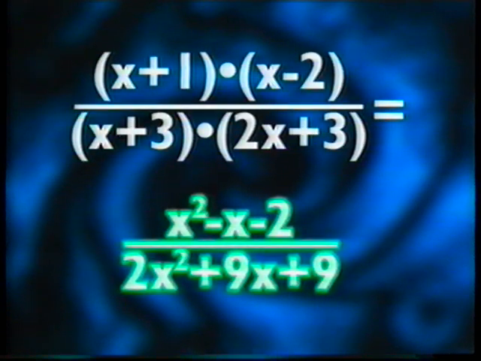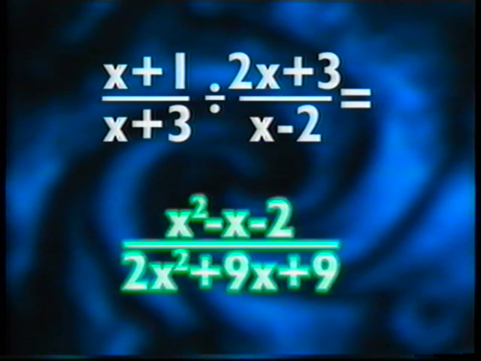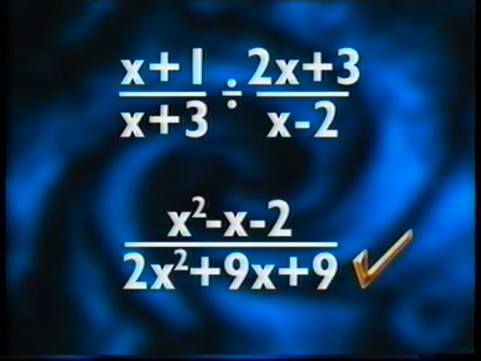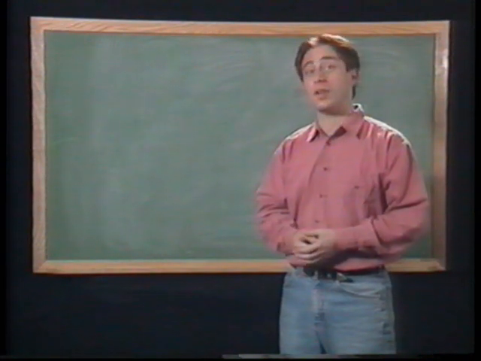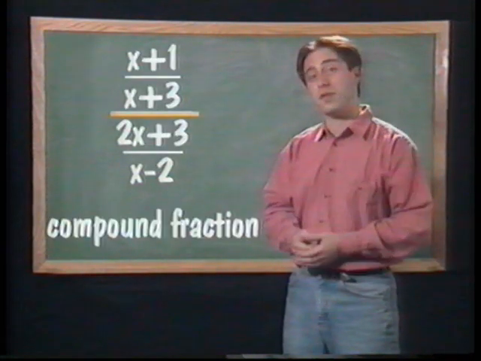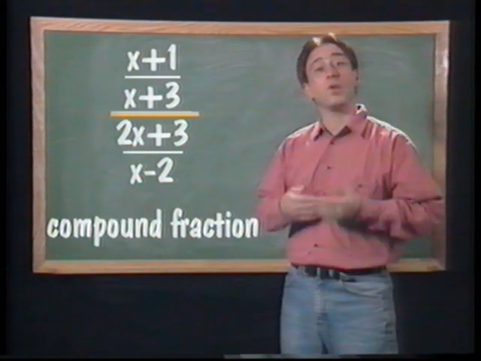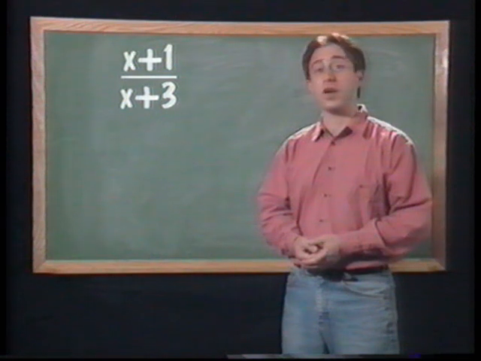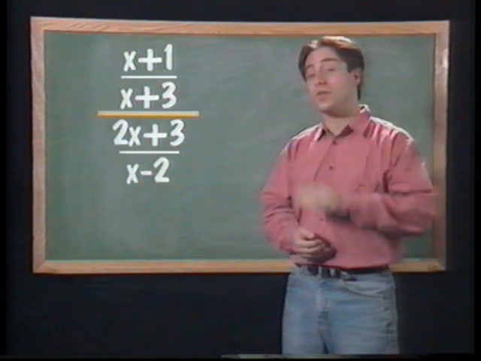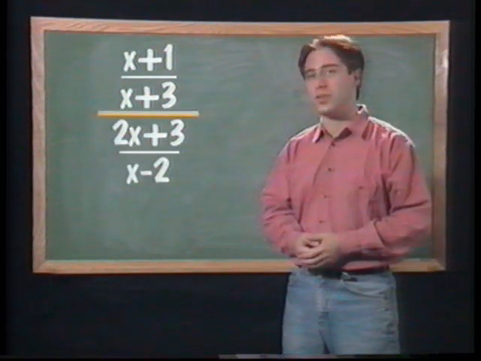So dividing x plus 1 over x plus 3 by 2x plus 3 over x minus 2 gives us x squared minus x minus 2 over 2x squared plus 9x plus 9. You'll also have to be able to recognize the division operation when it looks like this, a compound fraction. That means the problem we just worked could look like this compound fraction, x plus 1 over x plus 3 over 2x plus 3 over x minus 2.